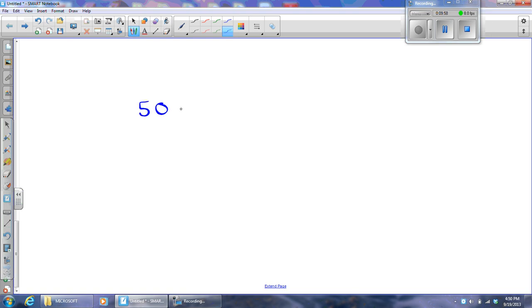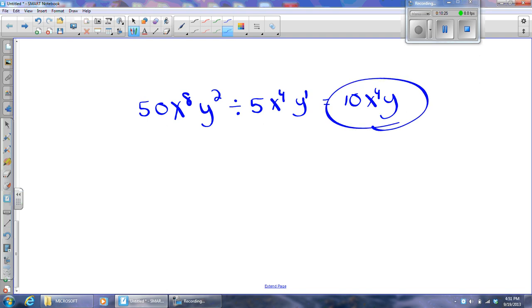So let's try one last problem. Let's go with 50 x to the 8th, y squared, and we're going to divide it by 5 x to the 4th, y to the 1st. Well, 50 divided by 5 is 10, of course. X to the 8th divided by x to the 4th, 8 minus 4 is 4. Y squared divided by y, well, 2 minus 1 is 1. There we go. Piece of cake.